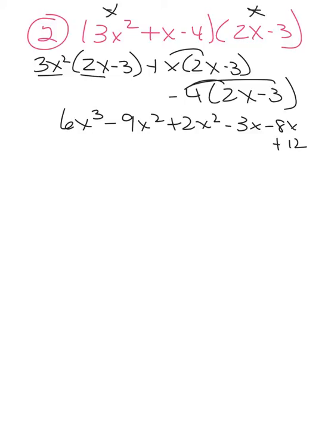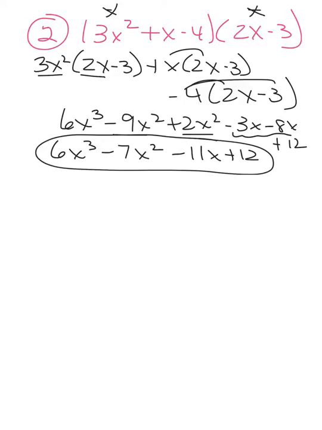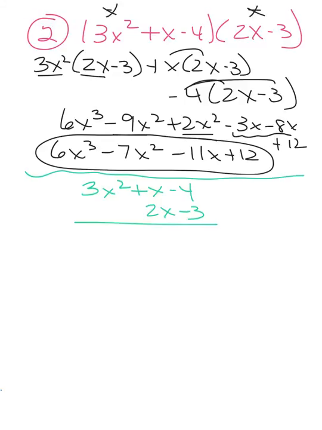I'm going to combine my like terms. So I have 6x to the third, negative 9x to the second, and 2x to the second gives me negative 7x to the second. Negative 3x and negative 8x gives me negative 11x. And then plus 12, which is my final answer. Now we're going to practice the same problem using the vertical method.